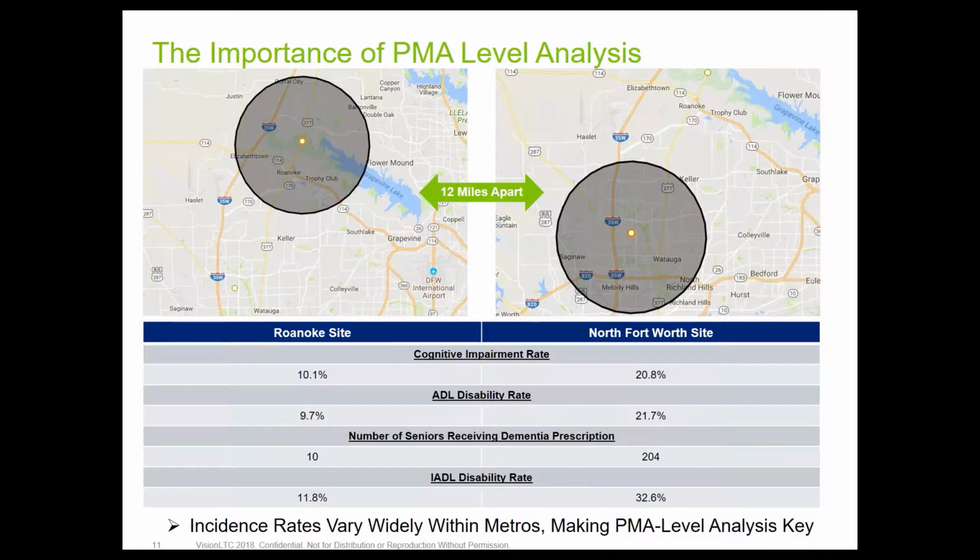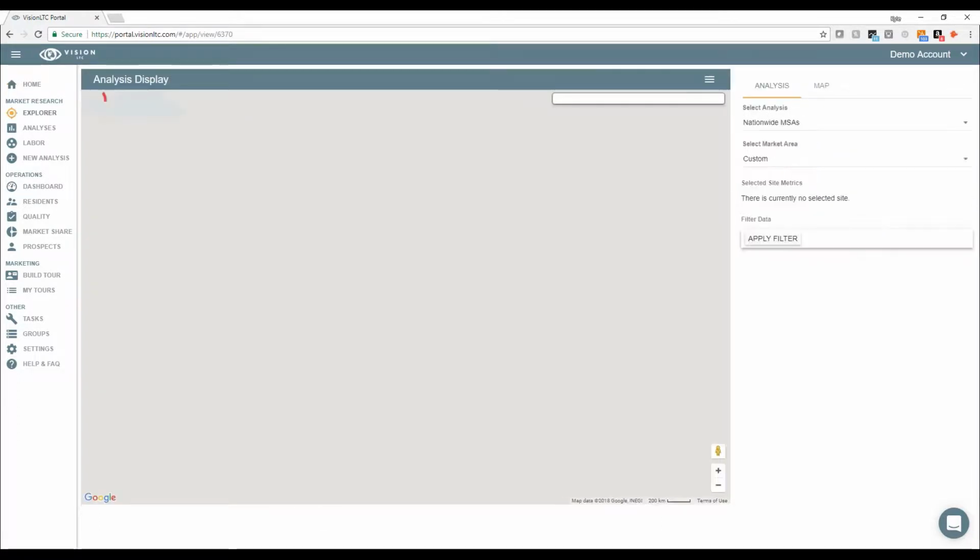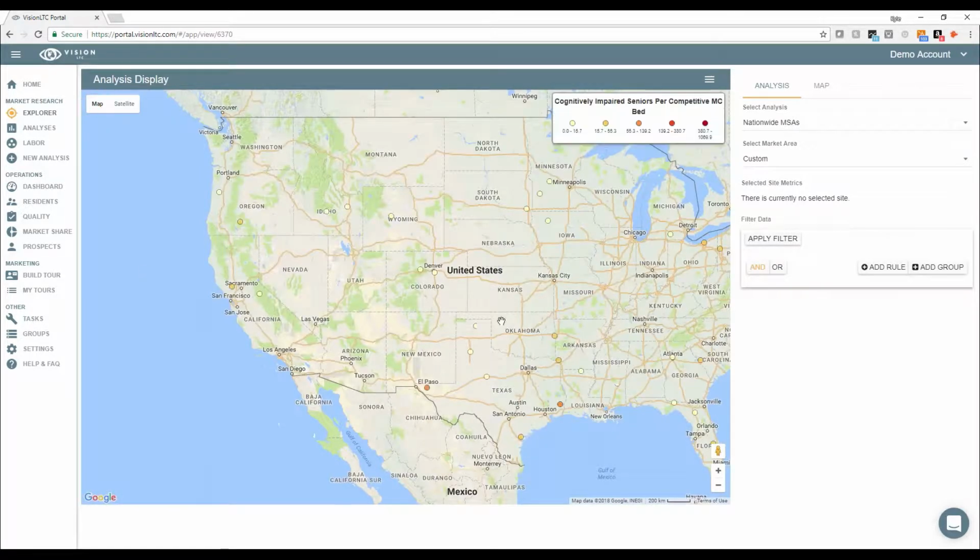Great, thanks, Eric. So let's transition now and look at different ways we can use this data in an actual analysis. We've got a couple examples set up where we'll start by trying to figure out where's the best place to build a new community. What's the next development project going to be for our senior housing organization? And we'll start by looking at nationwide MSAs and ranking them or scoring them based on the incidence metrics that Eric was just telling us about.